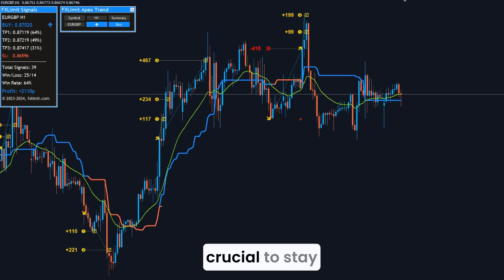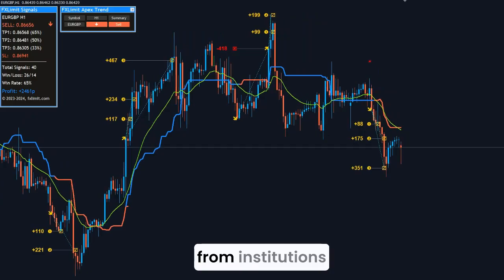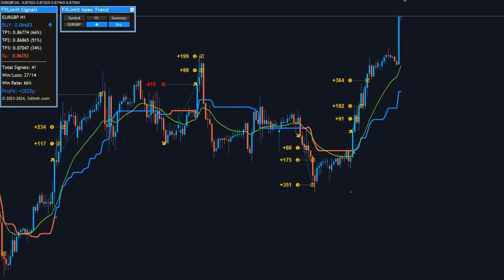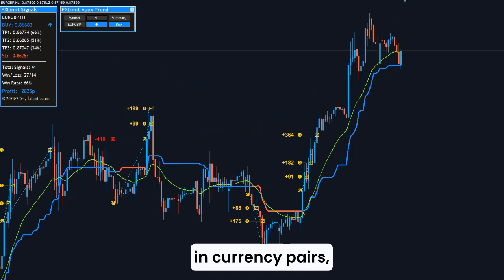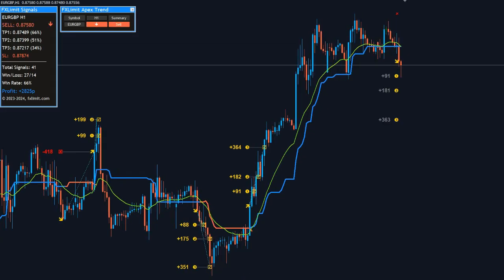As a trader, it's crucial to stay updated on interest rate decisions and forward guidance from institutions like the Federal Reserve or the European Central Bank. These decisions often spark sharp movements in currency pairs, and anticipating them can give you a significant edge.